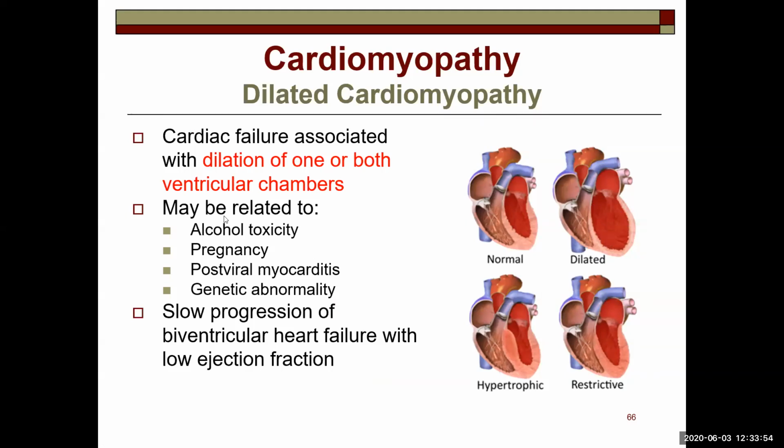Again, some of the predisposing factors would be alcohol toxicity and pregnancy, because you're requiring more blood to be pumped by the ventricle because of the fetus. So eventually it will enlarge in size. Post-viral, like I said, could be another cause, or genetic. You could be having a genetic issue that can lead to that.